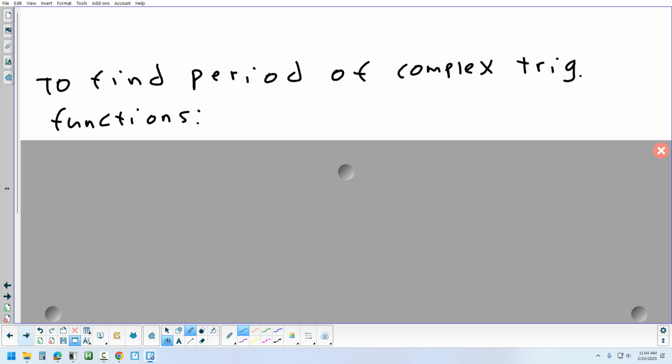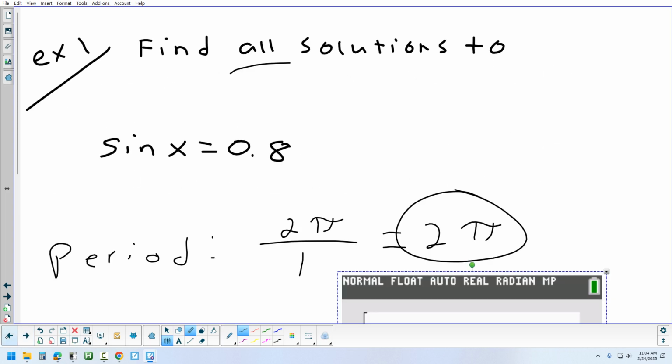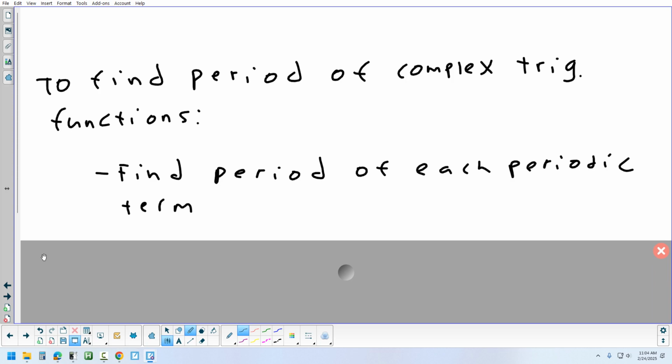All right, so how do you find the period of something that's more complicated than just a single trig function like sine? Well, first thing we have to do is find the period of each periodic term.